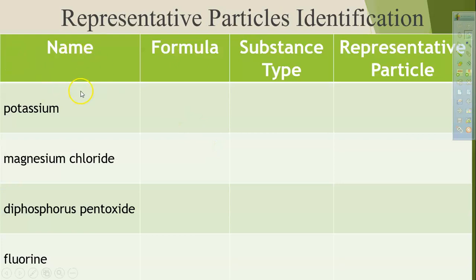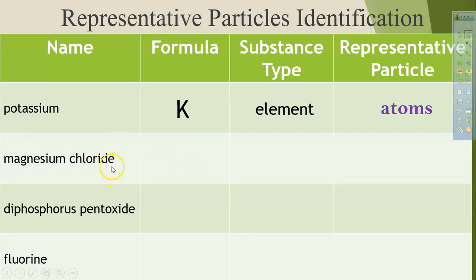So what do we call potassium? Okay, the formula for potassium is just K, right? What type of substance is it? Well, if it's just potassium, it's just going to be an atom. It's an element.